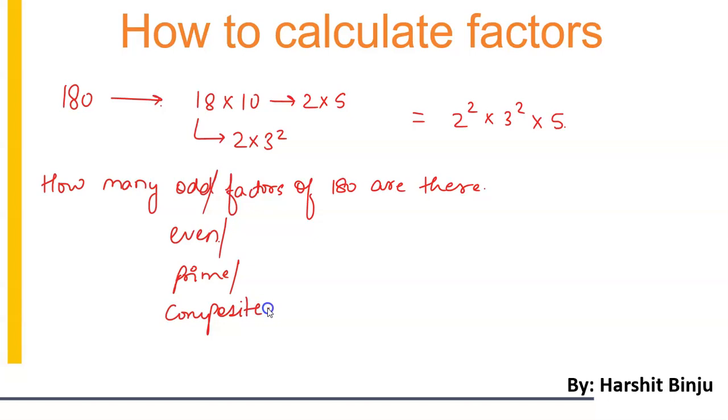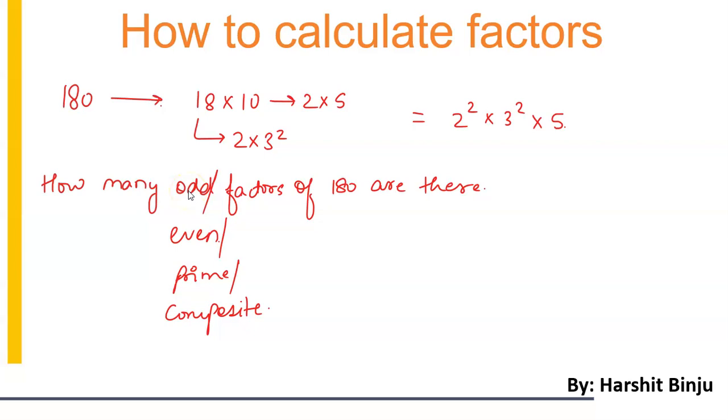So how many odd factors of 180 are there? How many even factors of 180 are there? How many prime factors of 180 are there? And how many composite factors of 180 are there? Okay. So let's see how we can solve this. Let's start with the odd one. How many odd factors of 180 are there?